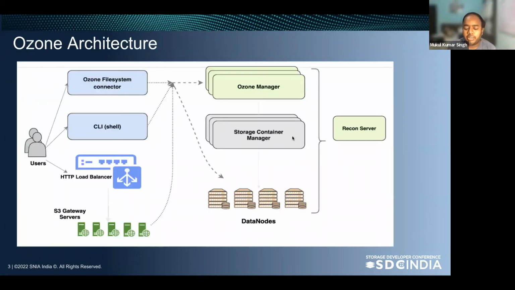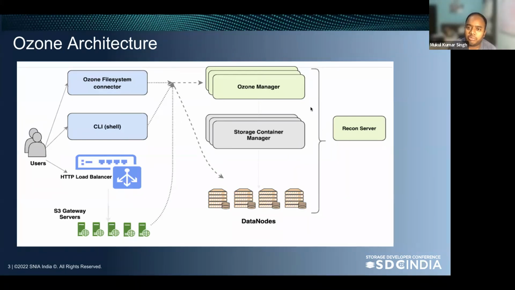Let's quickly go into the architecture. Before I start, Ozone is a distributed object store which we have developed, and it currently scales up to tens of billions of objects. Ozone has been developed to overcome the scalability limits of HDFS, and the architecture derives a lot from the current HDFS architecture.